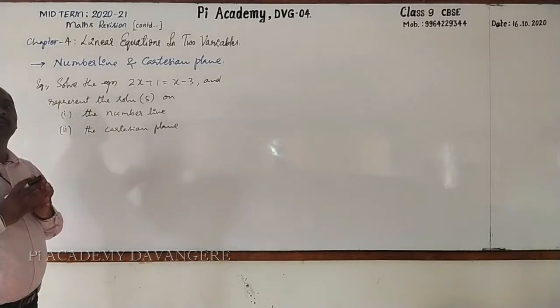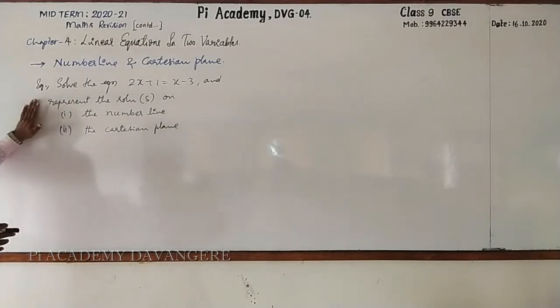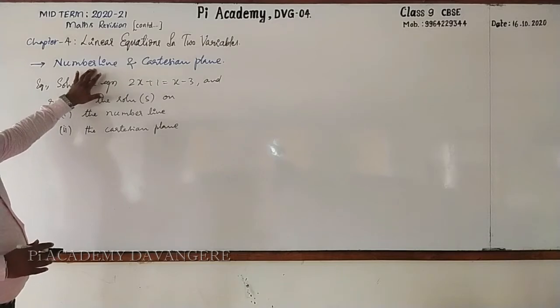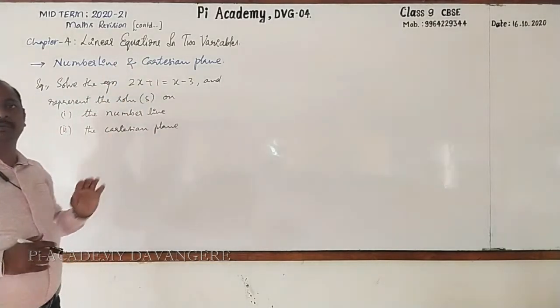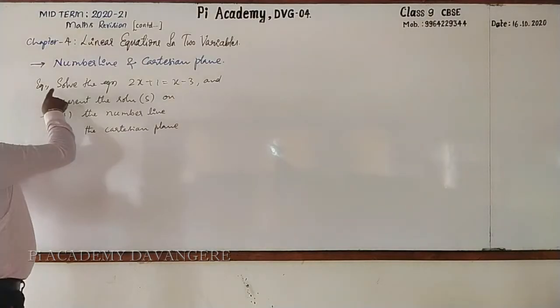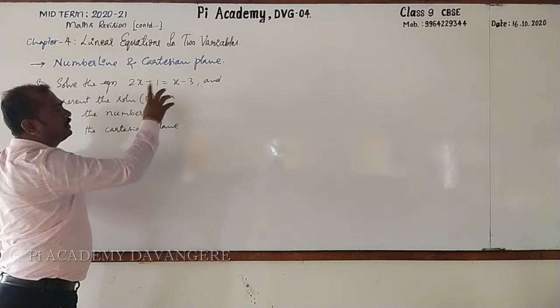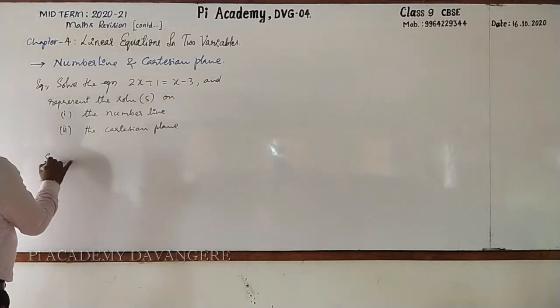This is another important and the last concept of this chapter. We will go for representing some of the equations. By solving them, we will represent them on the number line as well as in the Cartesian plane. Let's come to know that. One such example is: solve the equation 2x plus 1 equal to x minus 3. That should be solved. Okay, let's go for solving this.